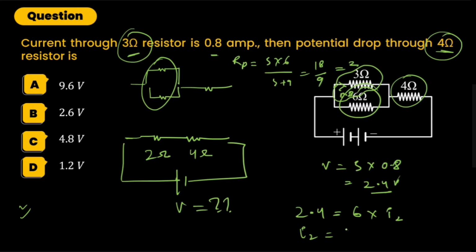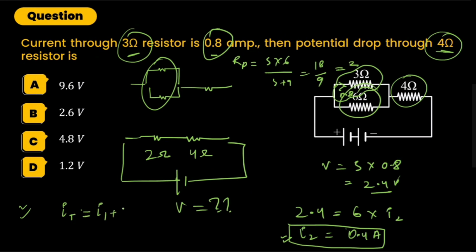which is 4 by 10, 2 by 5, 0.4 ampere. So we had I1, now we got I2. So the total current that must be going through the 4 ohm resistor is going to be I1 plus I2, which is 1.2 ampere total current. So we got the current.